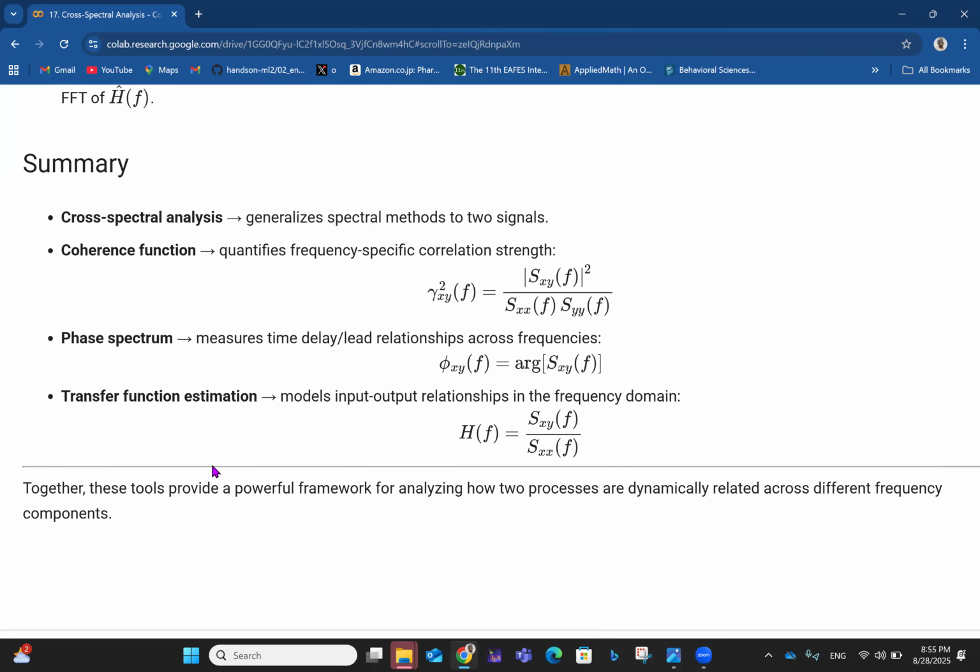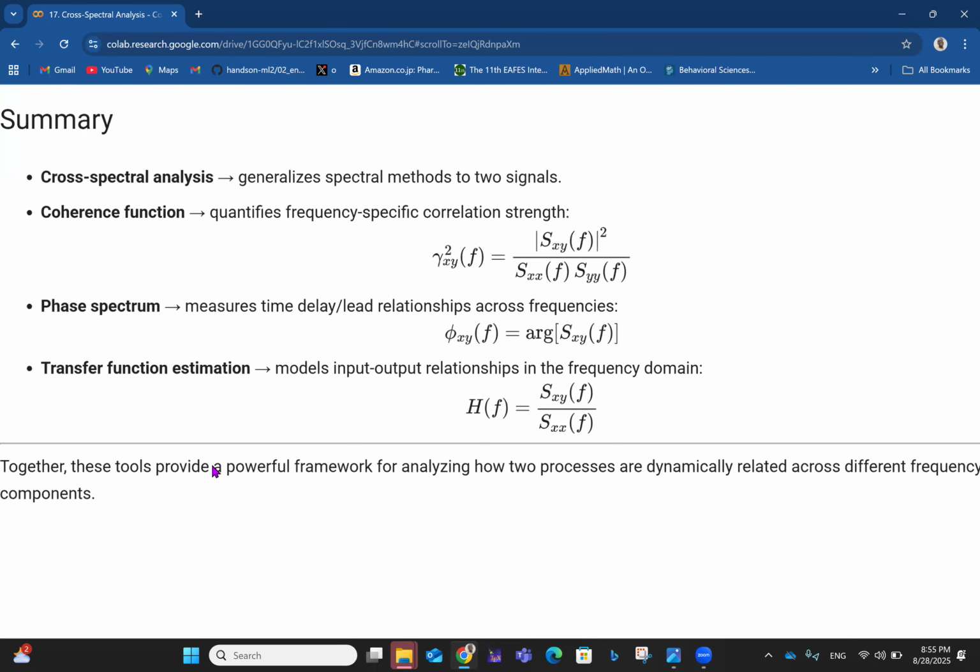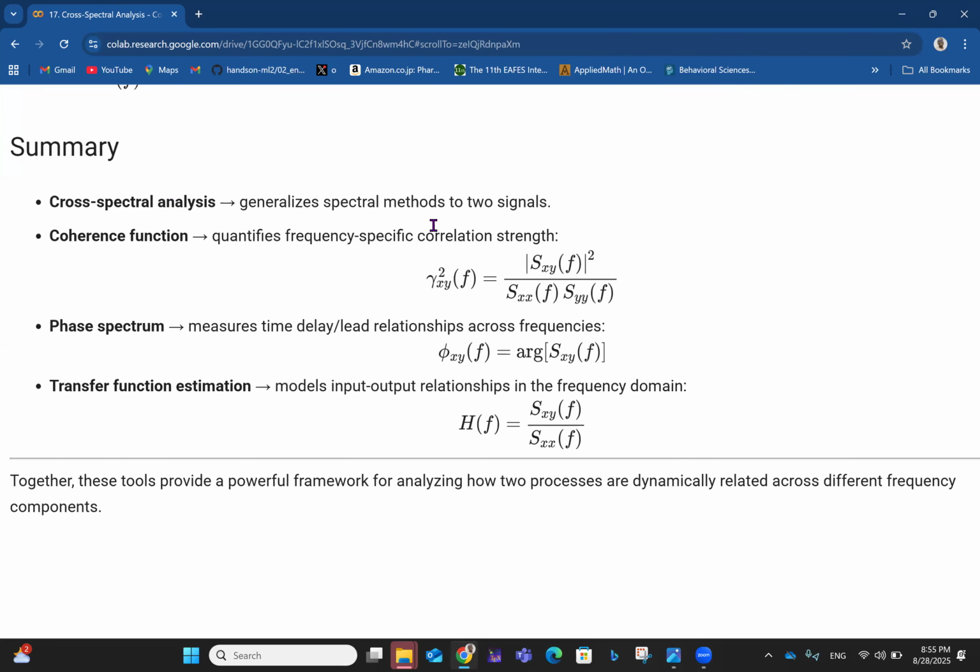In summary, we see that cross-spectral analysis generalizes spectral methods to two signals. So instead of doing spectral analysis on just one signal, you can do it for two signals. If you want to think about it in terms of statistics, spectral analysis is like autocorrelation, while cross-spectral analysis is like correlation between two signals.